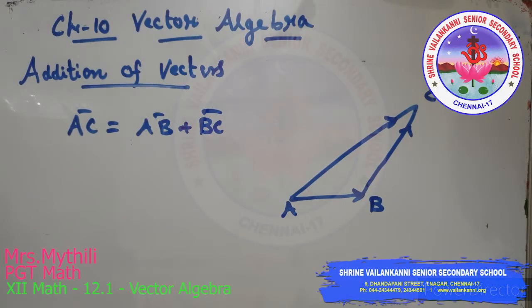Welcome children. In the previous video we saw what is a vector quantity, the position vector, direction cosines, direction ratios and the types of vectors. In this video we are going to see addition of vectors, properties of vector addition, multiplication of a vector by a scalar and components of a vector.